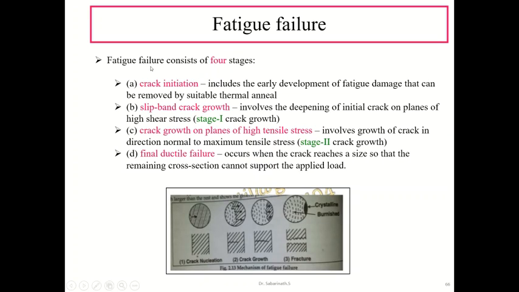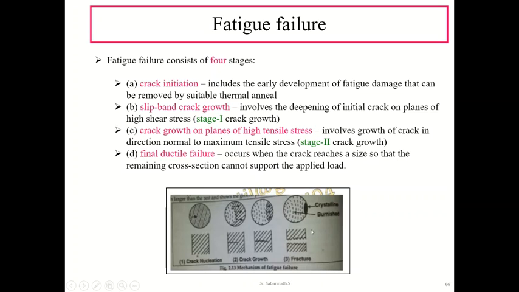So this fatigue failure can be expanded into four stages. The first stage is crack initiation, the second stage is slip band crack growth, the third stage is crack growth on planes of high tensile stress, and finally ductile fracture. The first stage, crack initiation or crack nucleation, includes the early development of fatigue damage, and it can be removed by a suitable thermal annealing process.